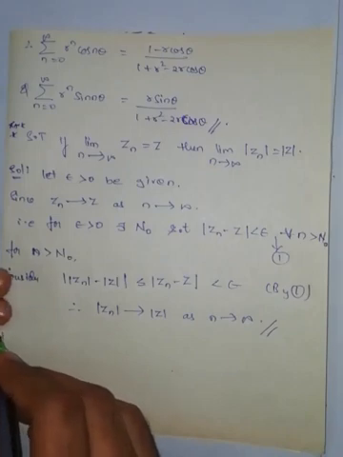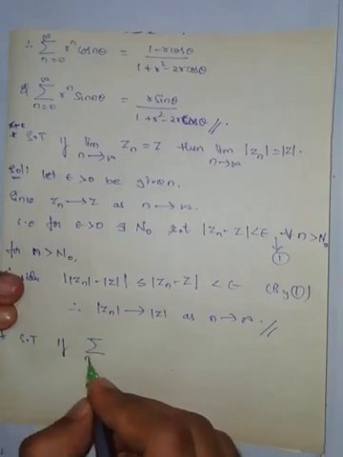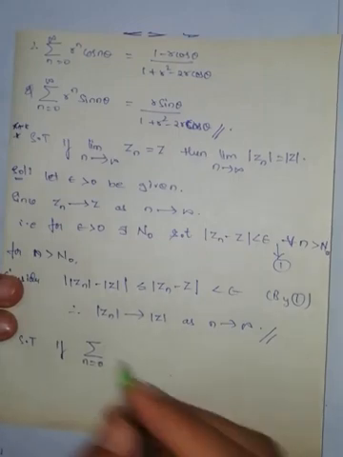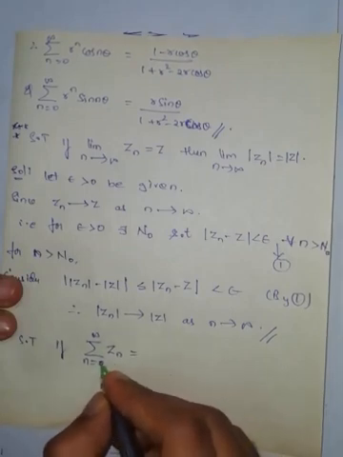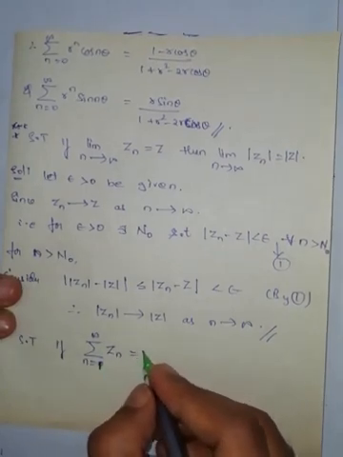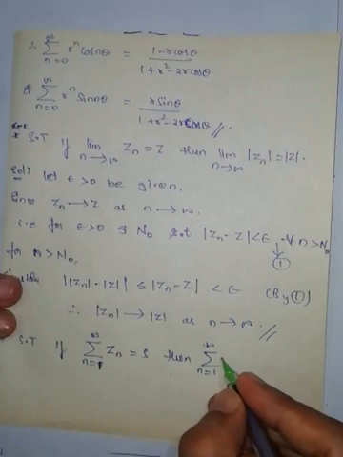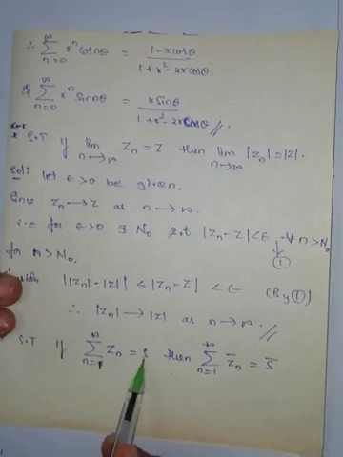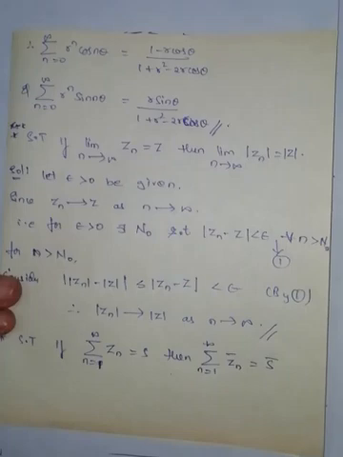Now next problem. Show that if summation n is equal to 1 to infinity zn is equal to s, let us start from the first term, then summation n is equal to 1 to infinity conjugate of zn is equal to conjugate of s. If the series converges to s, then the series of its conjugates converges to conjugate of s.